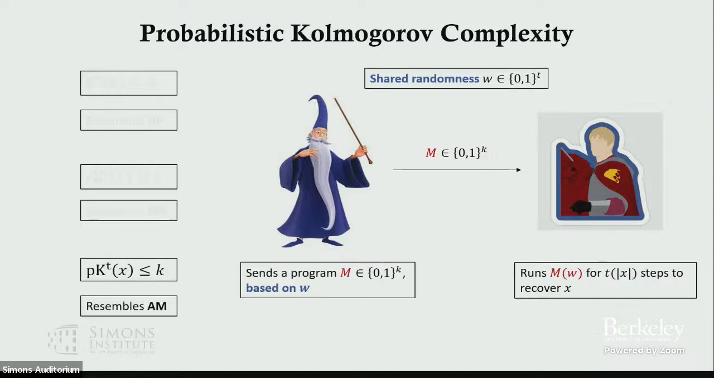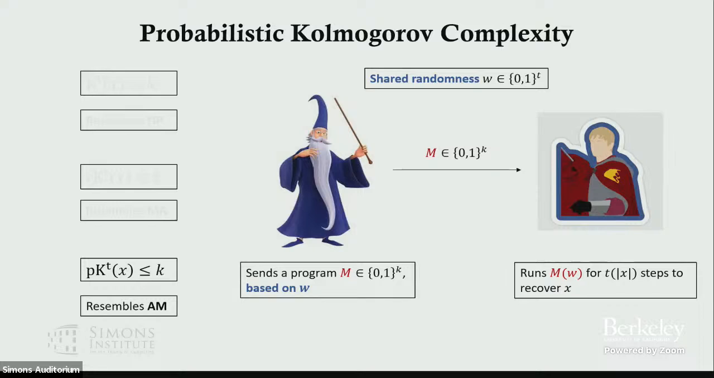Finally, in the case of PKT, now we assume there's this shared randomness, so it's this public random string W. And what we know is that for most choices of the random string W, there's going to be some program M that given W outputs X with high probability. So now Merlin will select the program based on the public randomness and submit it to Arthur, who then uses the randomness to recover X deterministically. For most choices of this public random string, this will be a correct output.